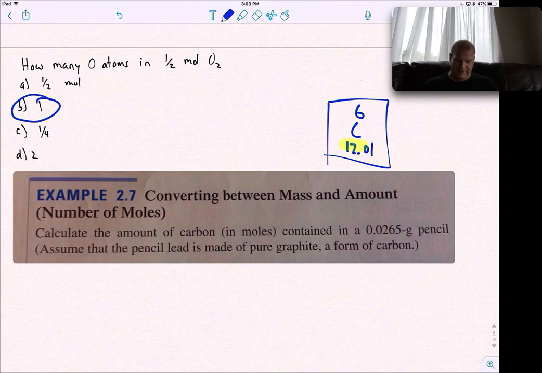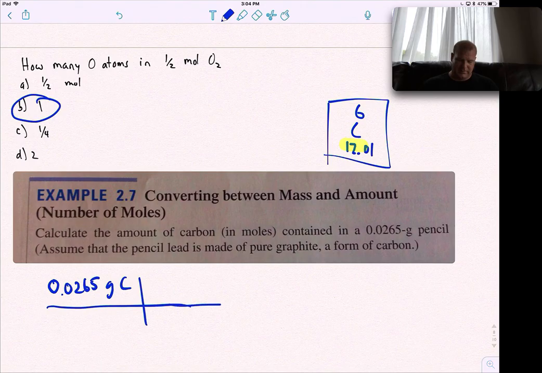What amount of carbon is contained in a 0.265 gram pencil? So again, do dimensional analysis. Look at what you know. 0.265 grams carbon, this is our given. And now we want to get to moles carbon, and we can do that using dimensional analysis. So multiply this by 1 mole carbon over 12.01.